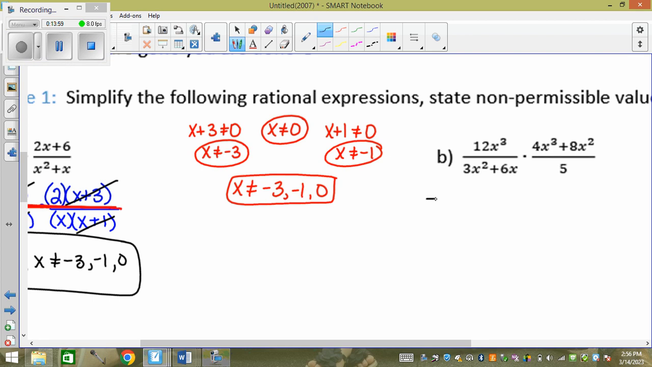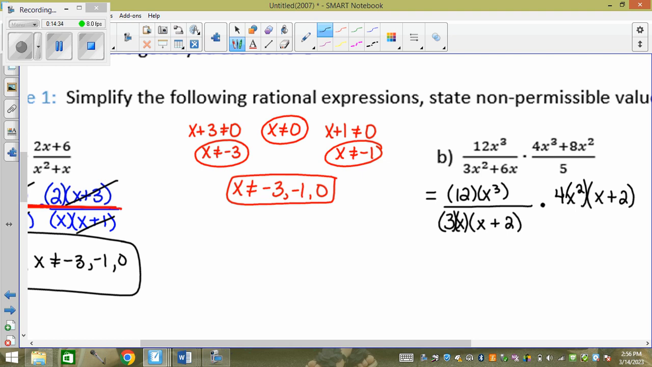12x cubed in the numerator. It's a monomial. I can't do anything but put it in brackets. So 12 and x cubed. 3x squared plus 6x, I can take out a 3x. And 3x squared, take out a 3x is x, plus 6x divided by 3x is 2. And the 3 and the x go in their own brackets. Times 4x cubed plus 8x squared, I can take out a 4 and an x squared. 4x cubed, take out a 4x squared, I'm left with x. Plus 8x squared, take out a 4x squared, I'm left with 2. And group. Over 5.